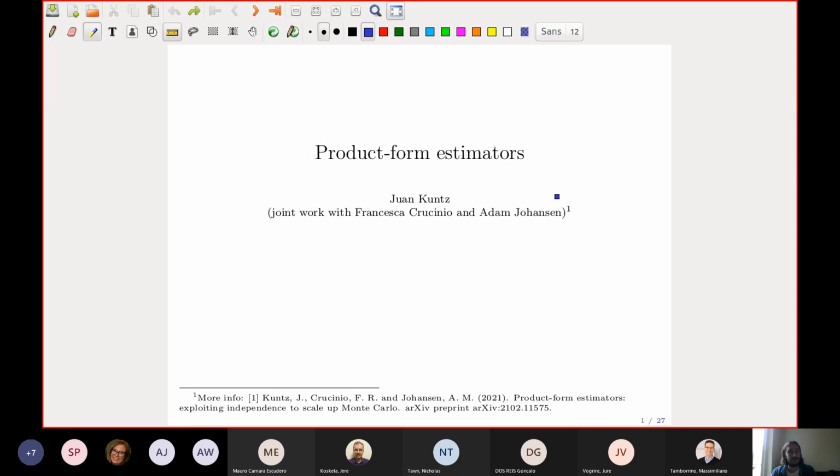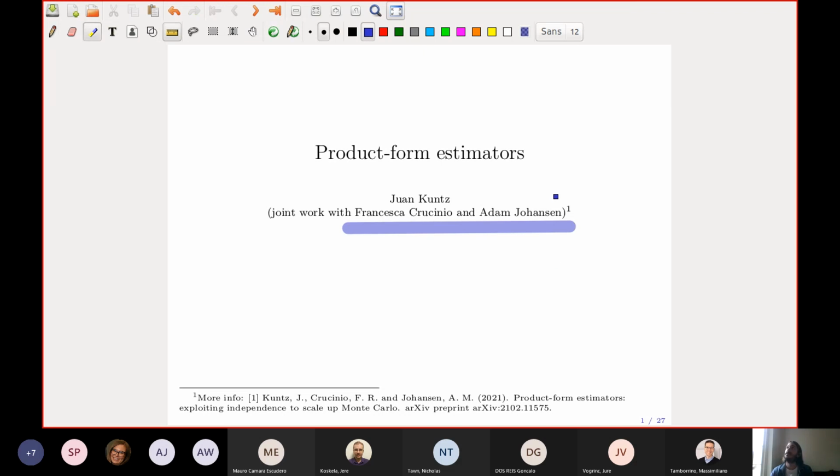It's a nice change from my usual, which is probably lurking in the background of these calls. For those of you that don't know me, as Jure said, I'm Juan. I'm a postdoc in the department working with Adam. I've been around for about a year, in as much as any of us are around these days. And today I'm going to talk about some work I've been doing since then, both with Francesca and with Adam.